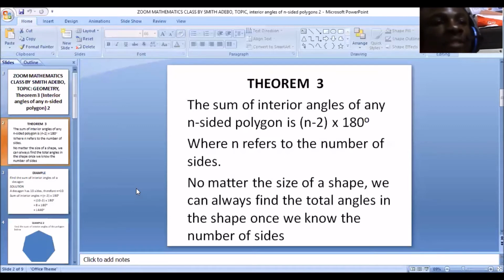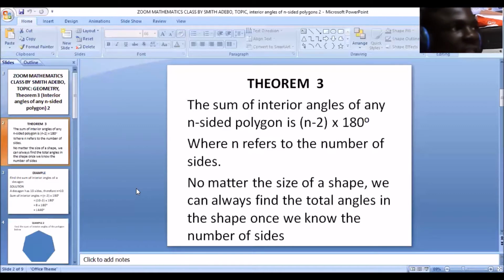No matter the type of quadrilateral it is, be it a rhombus, a square, a kite, in as much as it has four sides, the sum of interior angles is equal to 4 minus 2 times 180 degrees. That is 360 degrees for a quadrilateral. You see that by knowing the number of sides, we can perfectly determine the sum of interior angles.